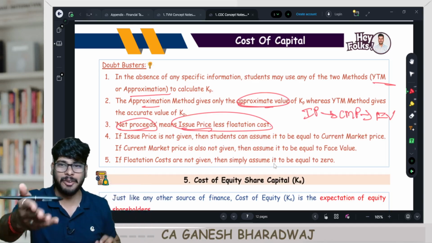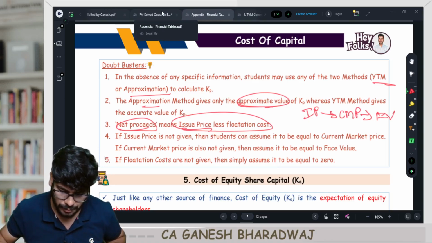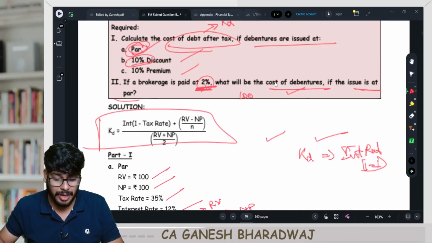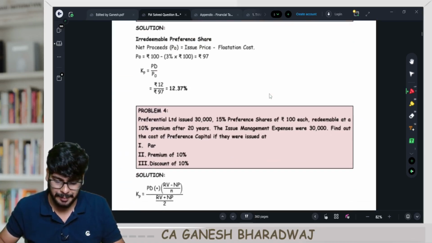Clear with this, guys? Shall we go to the sums and do this? Let's go and quickly do this. Guys, if you learn it conceptually, I'm telling you, you will thank yourself for a lifetime. That's all it is. Done and dusted.